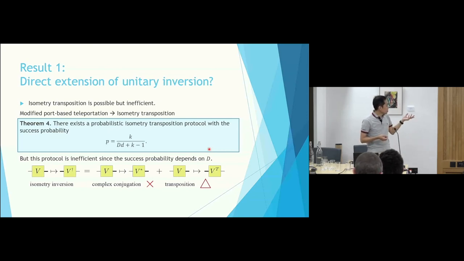And for transposition, you still can do probabilistic transposition using, again, port-based teleportation. But then again, you still have this capital D dependence.